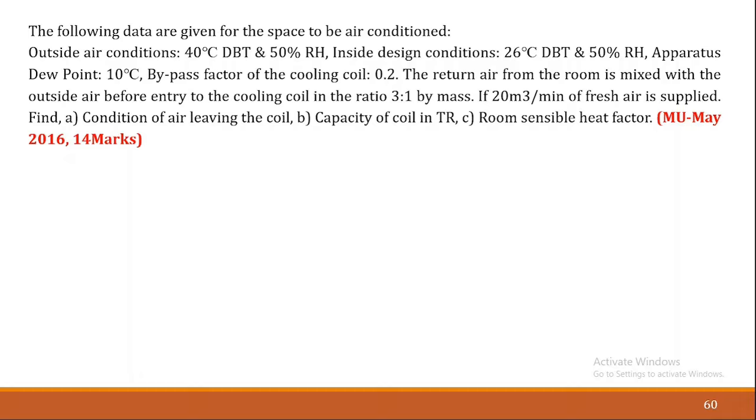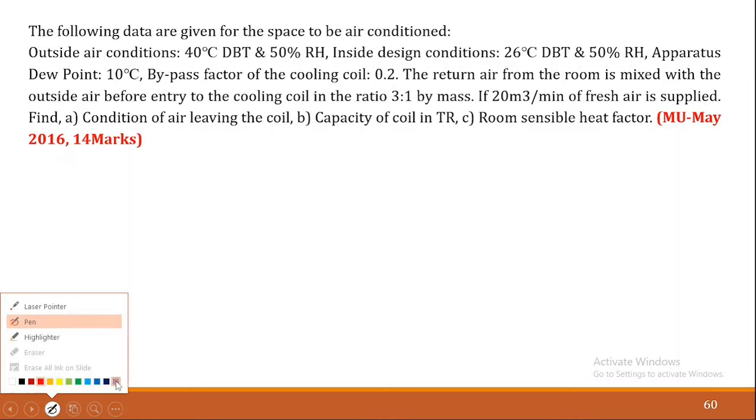The return air from the room is mixed with the outside air before entry to the cooling coil in the ratio 3:1 by mass. If 20 meter cube per minute of fresh air is supplied, find condition of air leaving the coil, capacity of coil in tons of refrigeration, and sensible heat factor. Now, if you read the problem carefully, you will get how the air is flowing. So I will draw one sketch so that you can understand very well how the air is flowing.